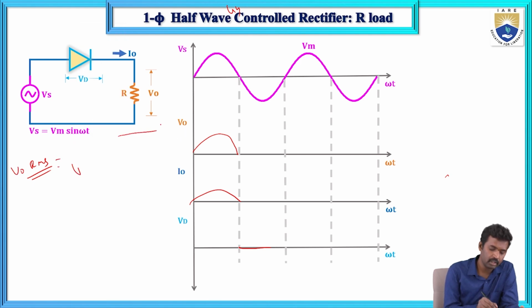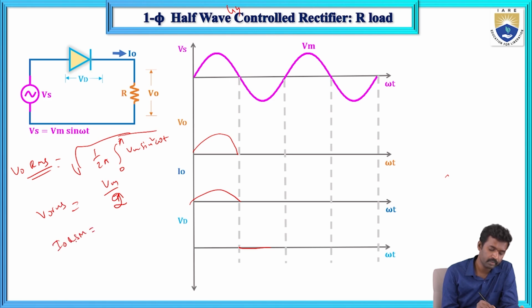So here, 1 by 2 pi integral of 0 to pi Vm sin square omega t. If you simplify this one, that is Vm by 2 only, V0 RMS. So now I0 RMS equals V0 by 2R, meaning V0 RMS by R. So this is equation number 3 and this is equation number 4.